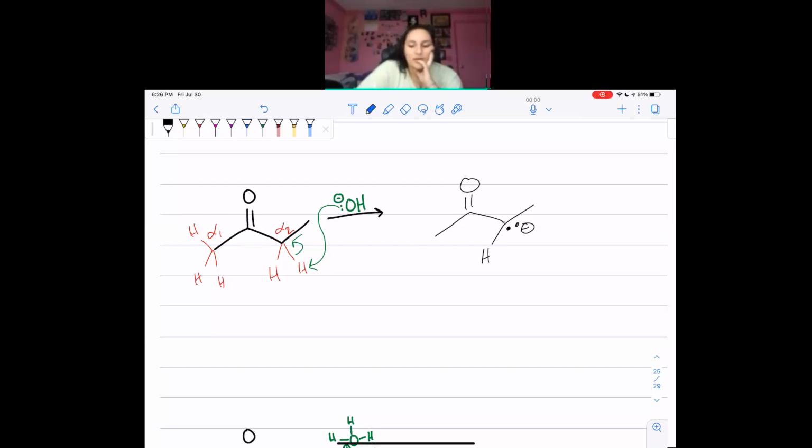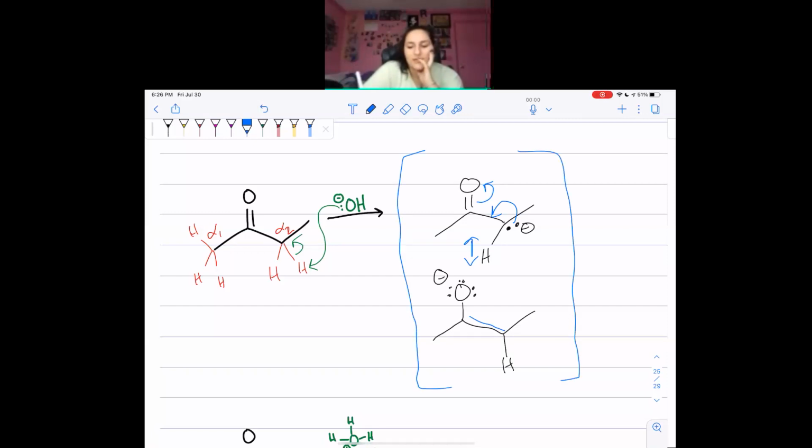Something cool we can do is resonance. We can go like this, bam, bam. And resonance will produce a negative charge right here. We still have that H here, and now we have a double bond here. So this set of resonance structures is called the enolate.